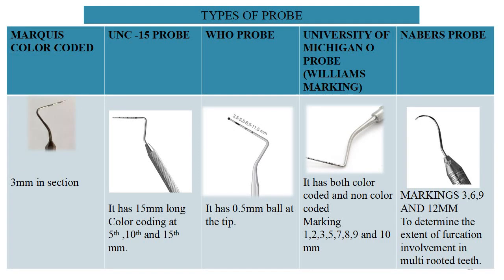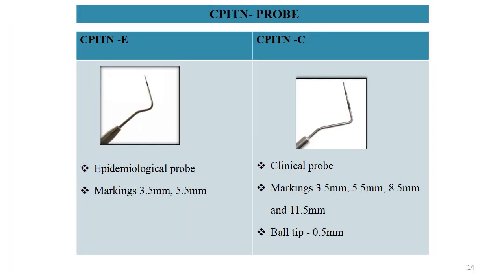Types of probe: Marquis color-coded, UNC 15 probe, WHO probe, University of Michigan O-probe with Williams marking, Nabers probe, CPITN-E, CPITN-C, epidemiological probe and clinical probe.